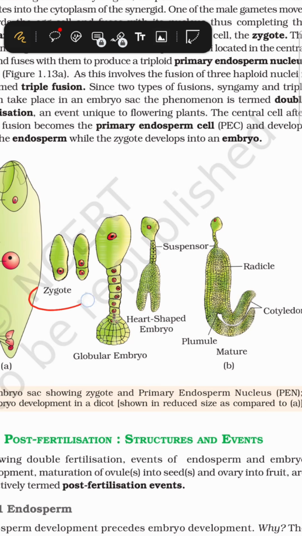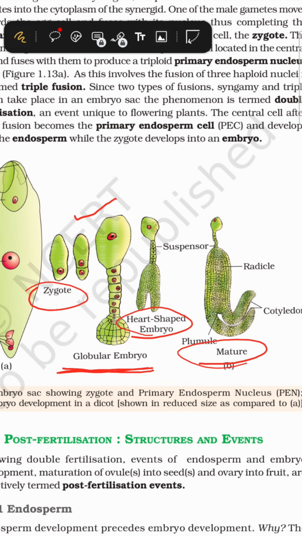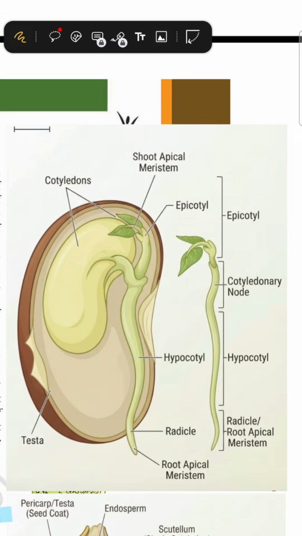Here, that's the zygote. Zygote is going to develop into pro-embryo. Pro-embryo develops into a globular embryo, which gives rise to the heart-shaped embryo, and ultimately a mature embryo is formed. Let's have a look at the structure of a dicot embryo.